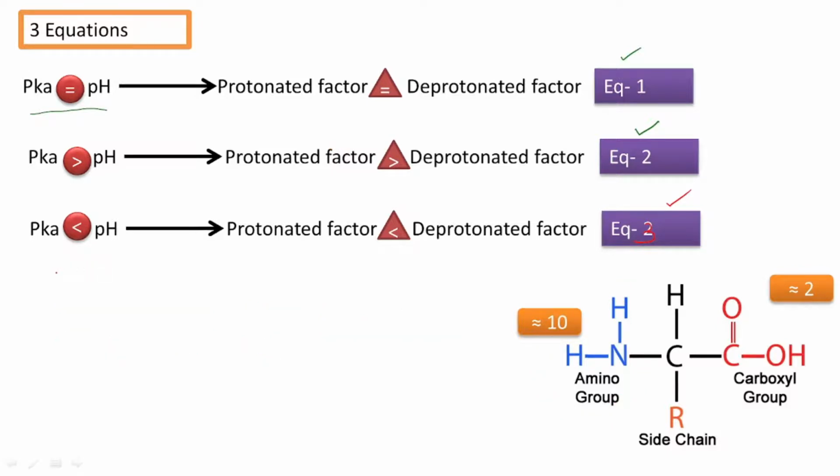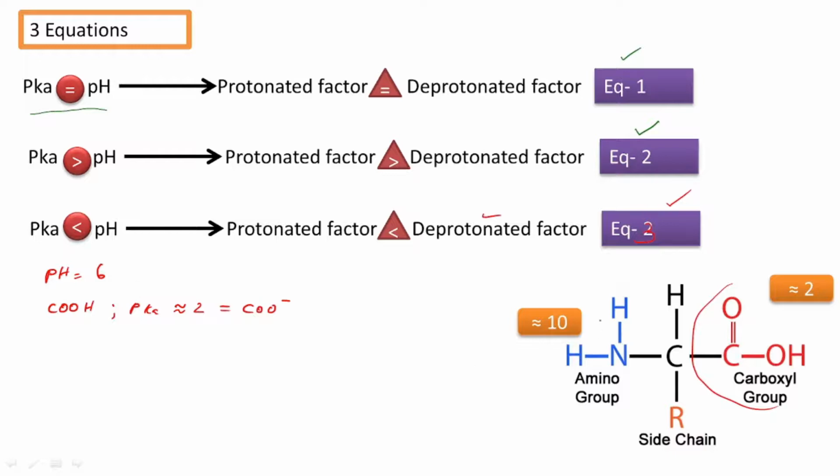Okay. Next, we are taking the case when the pH is 6. At this pH, what will happen to the COOH group? For the COOH group, we know its pKa is approximately equal to 2. Then we check with the equations. The first equation is not applicable because pKa 2 is not equal to pH 6. Then the next one, pKa is 2, is it greater than pH 6? No, so that equation is also not applicable. Coming to the third one, pKa 2 is less than pH. Okay, this situation is applicable. Under that situation, COOH exists in deprotonated form. So COO minus is the deprotonated form.